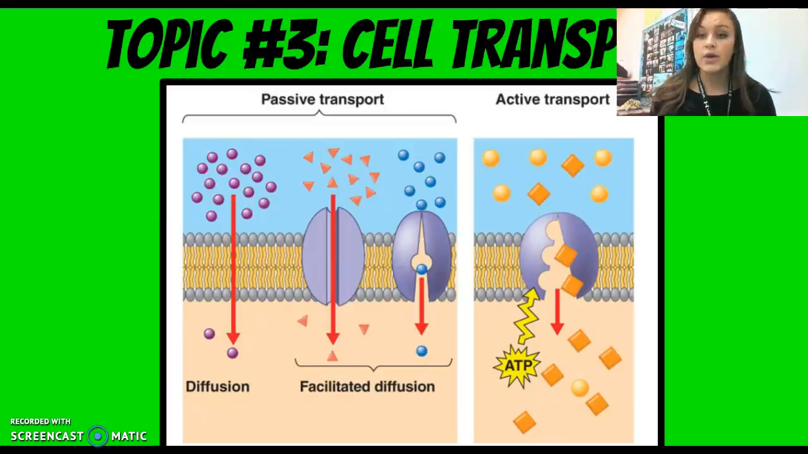On the other hand, we have active transport, which is moving molecules from an area of low concentration to an area of high concentration. That's like trying to run back up a slide. You need lots of energy in order to do that. So active transport requires energy in the form of ATP.